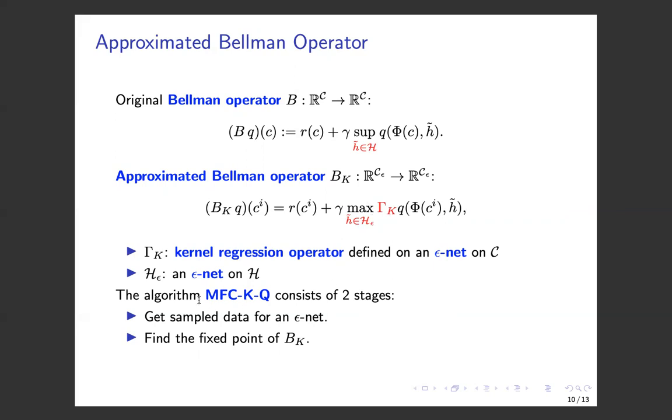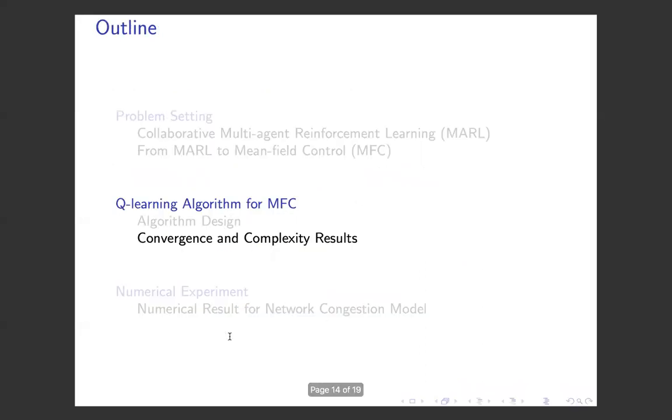So basically, the algorithm consists of 2 stages. In the first stage, we get sample data from some epsilon net in an online fashion. And in the second step, we use the Bellman updates to find a fixed point for this BK.